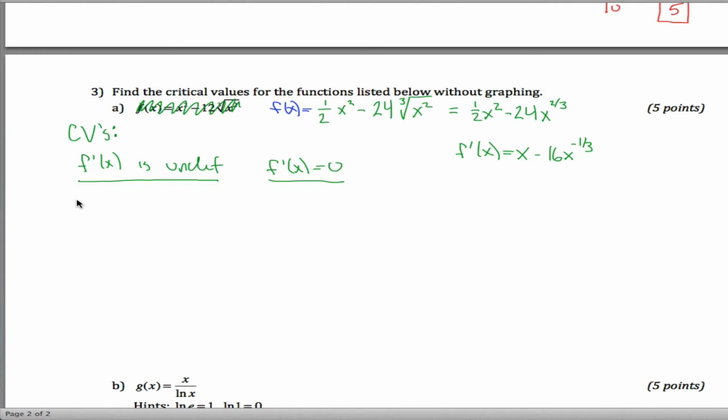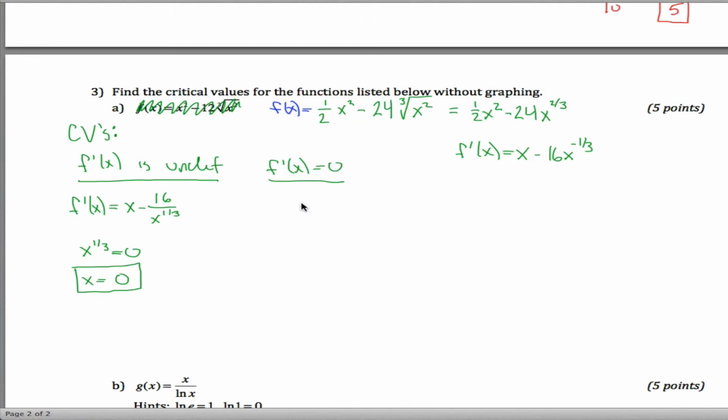To figure out when it's undefined, let me rewrite it. Instead of x minus 16x to the negative 1/3 power, how about x minus 16 divided by x to the 1/3 power? This is undefined when I divide by 0. No issues with square roots or logs, but I can't divide by 0. I'd be dividing by 0 if x to the 1/3 power were equal to 0. Algebraically, you could cube both sides and get that x to the 1/3 power equals 0 when x equals 0. If x equals 0, the cube root of 0 is 0, and 16 divided by 0 is undefined. Because the first derivative is undefined when x equals 0, x equals 0 is a critical value.